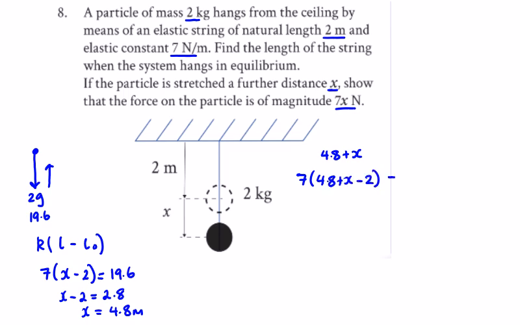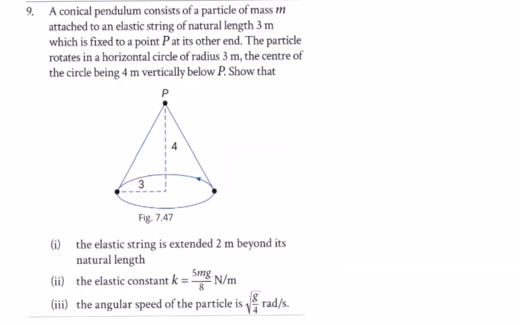Force up equals force down. The force down we've already got to be 19.6, and it's not in terms of g, 19.6. So 7 by 2.8 is also 19.6. Plus 7x, minus 19.6. So the resultant force will be 7x newtons, which is what they're looking for.